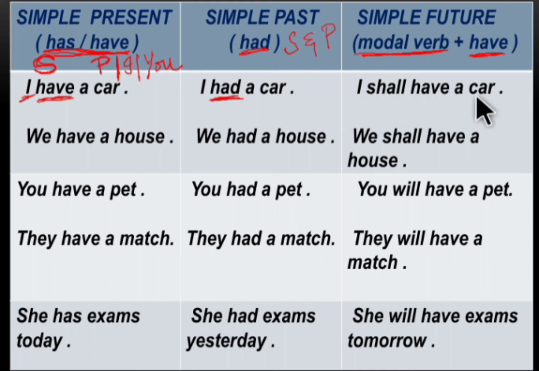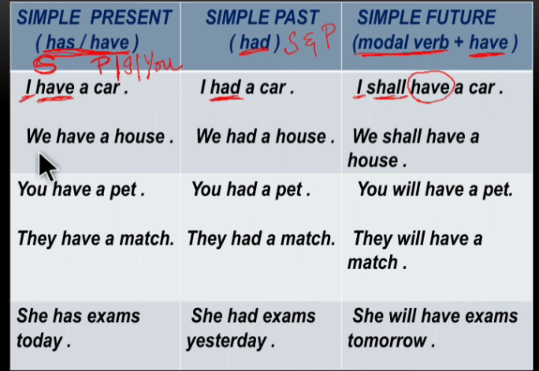I shall have a car. I is the first person pronoun, and shall we use for the first person pronoun. This is mandatory for the future tense. And have is the have verb which shows the possession. I shall have a car in future.